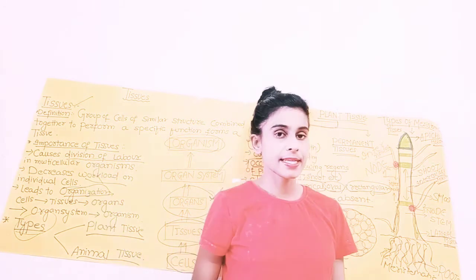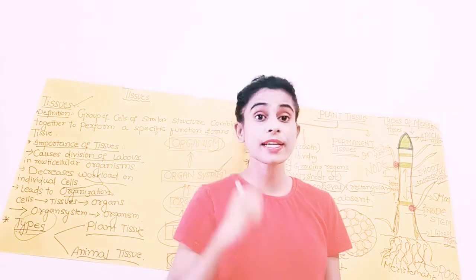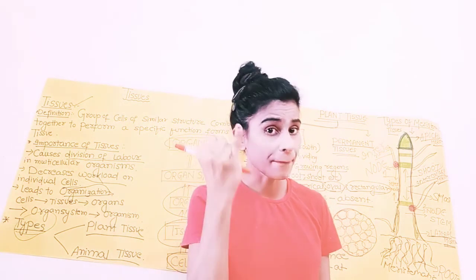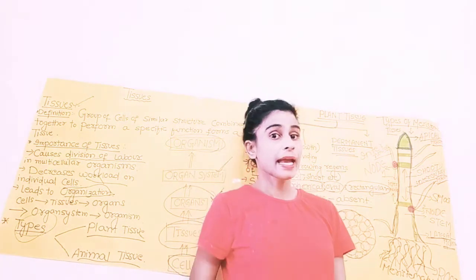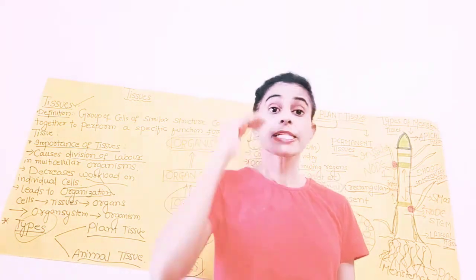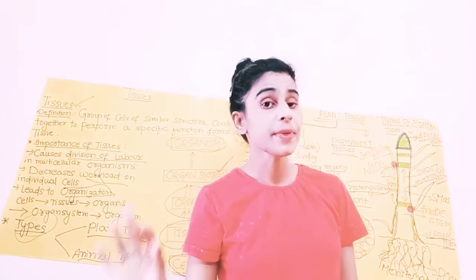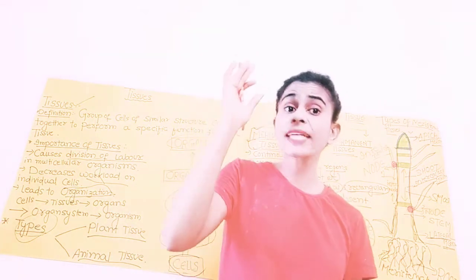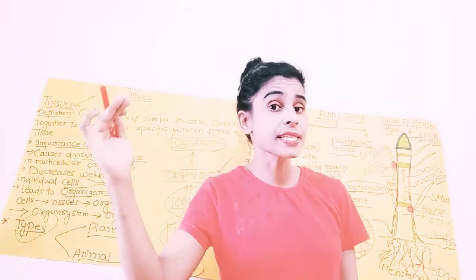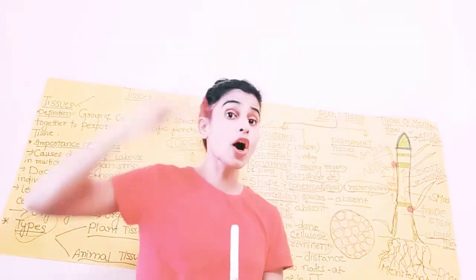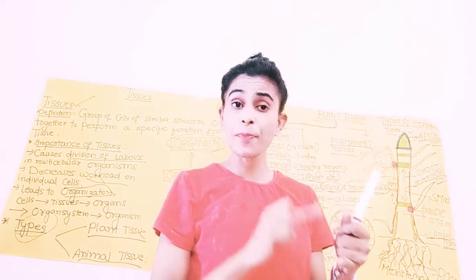Understood, guys? Once again, how many types of meristematic tissues are there? Three. What are those? Apical meristem, lateral meristem, and intercalary meristem. Apical meristem is in the apex or tip region. Apical meristem is present at the tip or apex of the shoot. Where is the shoot? Above the stem. Apical meristem helps in the growth of the plant longitudinally.